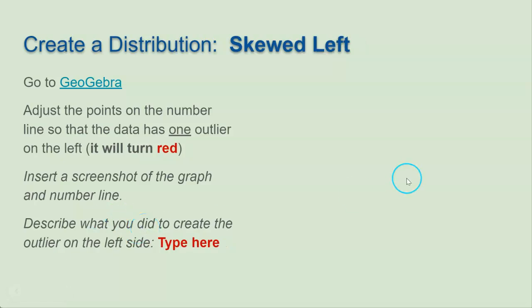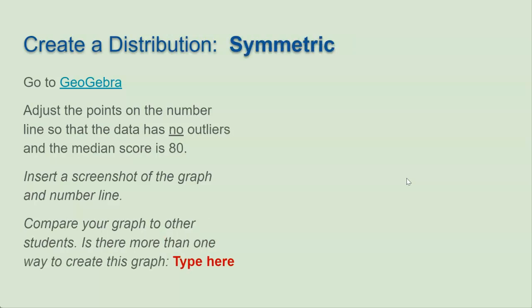All right, they're going to do the same thing again. This time, let's skew the data left by creating one outlier on the left. Same process. Insert a screenshot. Describe what you did to create that outlier on the left. And it's not just picking up a point and moving it left. You had to kind of get your points clustered together.